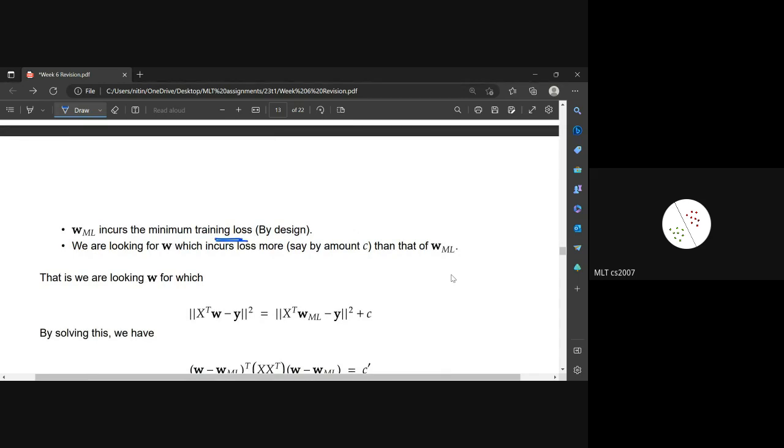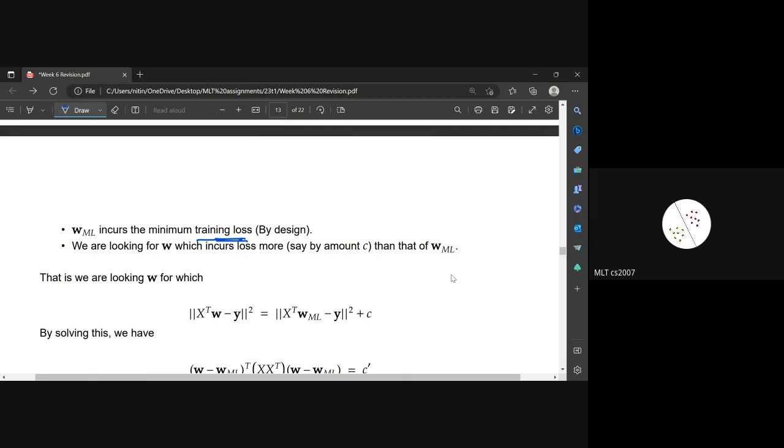We remember we obtained WML by solving the optimization problem which minimizes the square loss, right? So this WML actually minimizes the training loss. So if you choose any W other than WML, the loss for that particular W is going to be higher than this loss. So WMAP again will incur higher loss than WML.